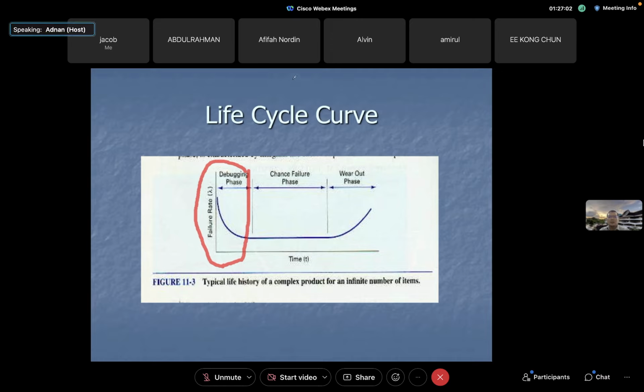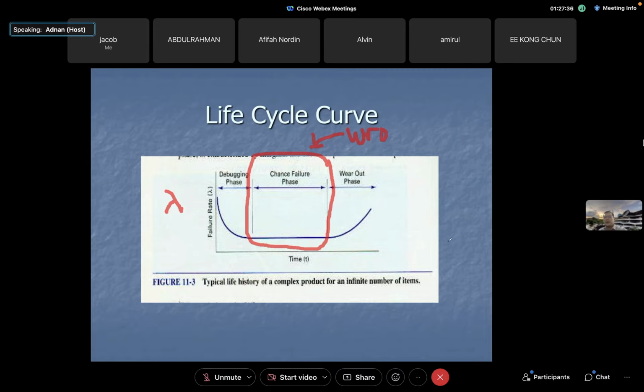Okay, it's going to last longer. It's going to fail during the period that we call chance failure. So the failure that happened during this period, why did it happen? You see this graph, this lambda is the failure rate. Actually, the chance of failure is low. But why did failure happen?